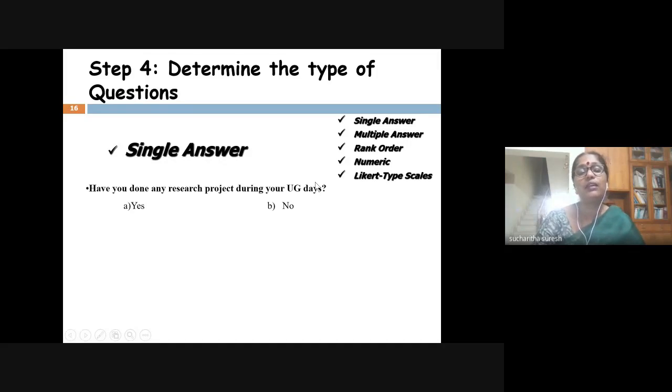Single answer: how can you ask? Have you done any research project during your UG days? This is one study done to know the research activity of students, on MBBS students. They have to answer yes or no. It cannot be a perception question, right?